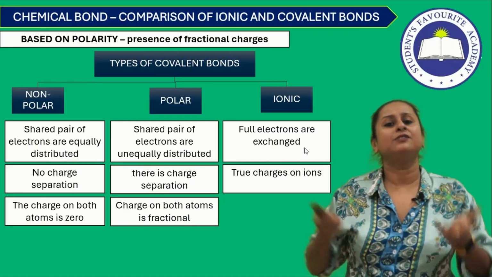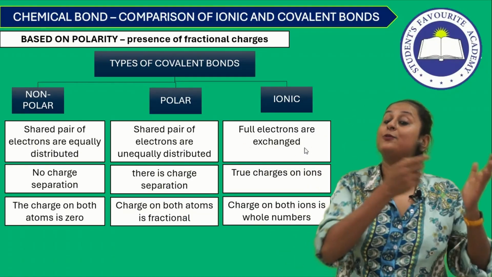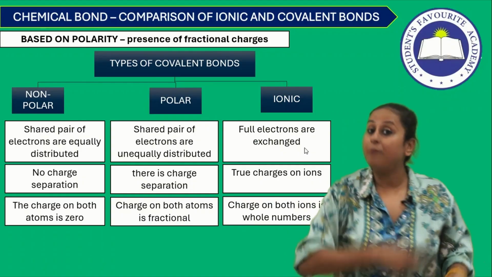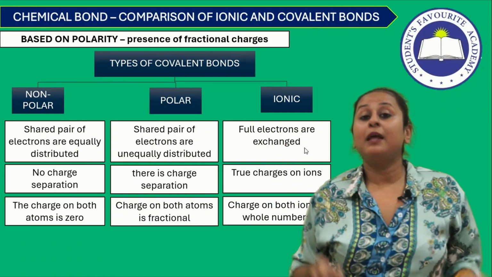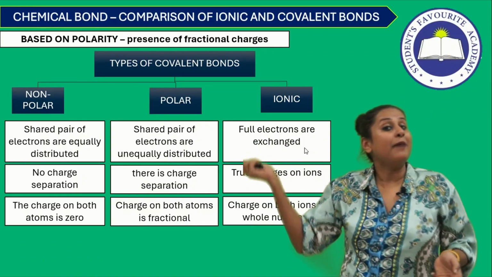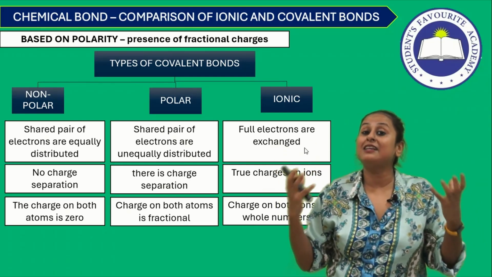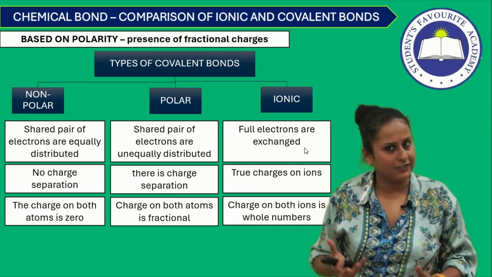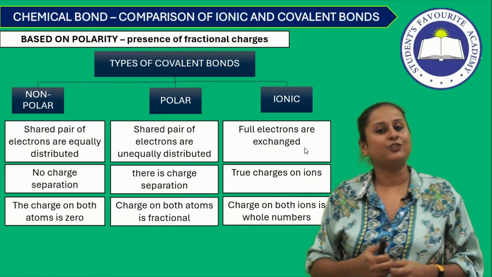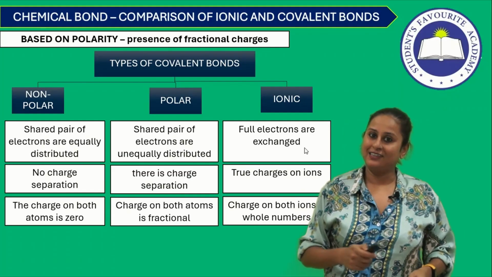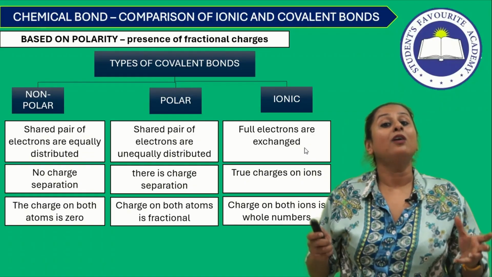Na+ combines with Cl-. So Na +1 combines with Cl -1 to form a compound. Ca 2+ and O 2-. Proper whole number charges are present, because whole electrons are exchanged. 2 electrons are exchanged in the case of calcium oxide. So here we can say there are whole number charges present between the two ions.